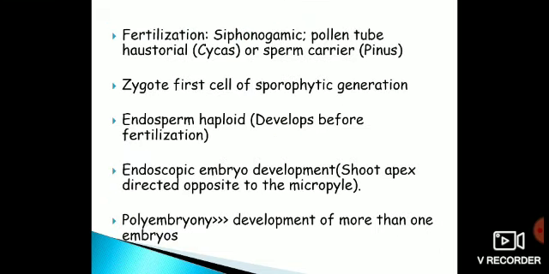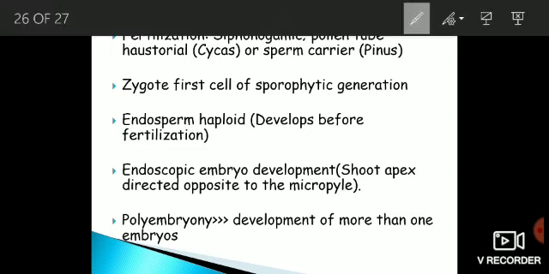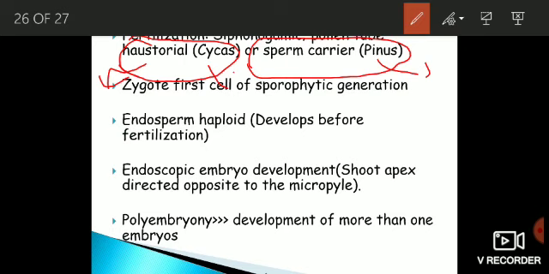Now, fertilization. In gymnosperms, the fertilization is siphonogamic. That means the pollen grain forms a tube-like structure which is known as pollen tube, and the pollen tube may be haustorial. Haustorial means it absorbs nutrition from the female gametophyte, or it may be a sperm carrier. An example is Pinus.